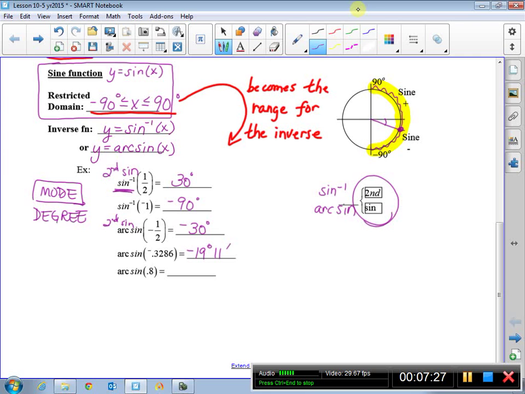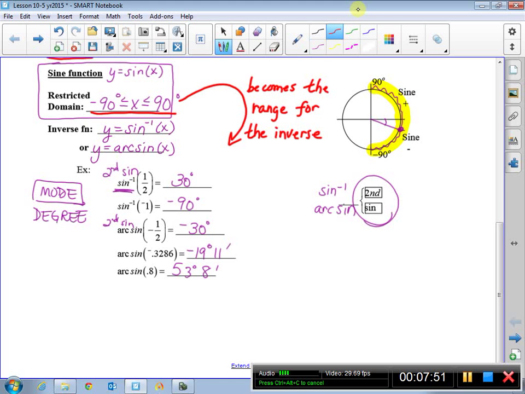All right. And try the last one. Arc sine of 0.8. Second sine of 0.8. Do your DMS as well. I'll wait a moment. You should have 53 degrees, 8 minutes.